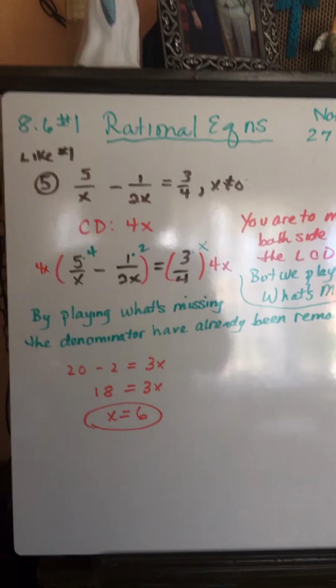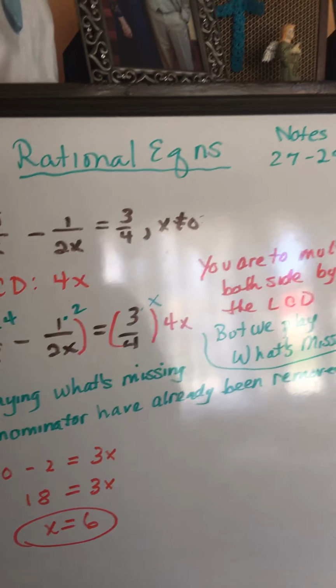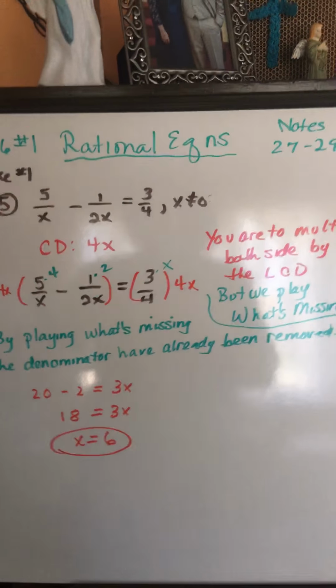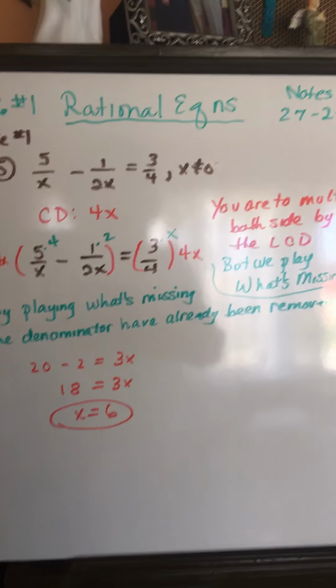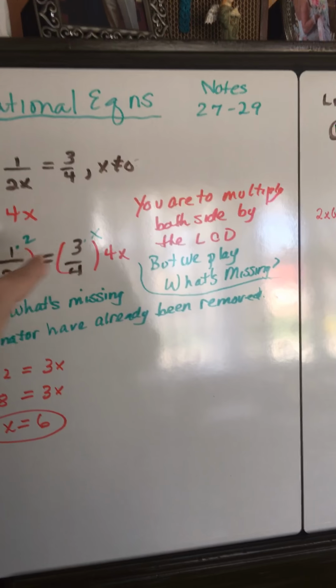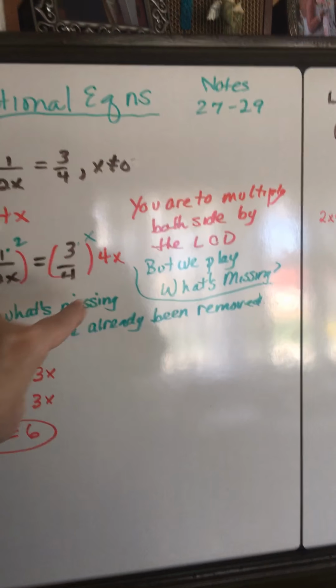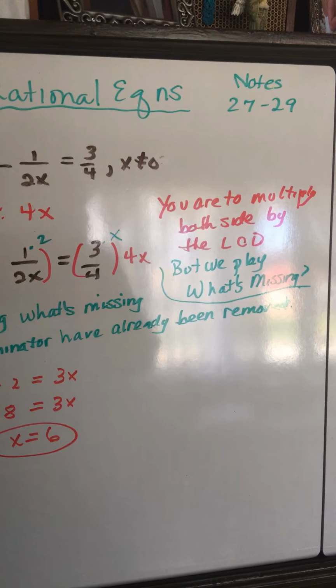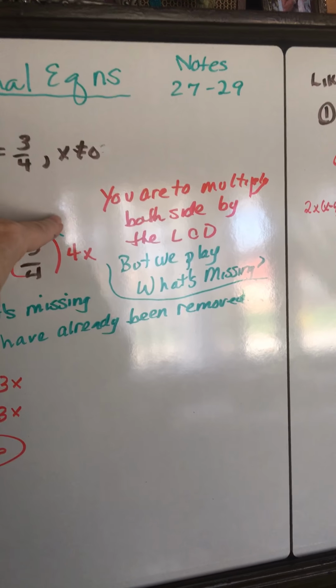Okay, looked really bad. The first thing we have to do is find our domain. Our denominator can't be 0. I found my common denominator of 4. Textbooks will tell you you have to multiply both sides by 4. But what are we going to do? We're going to play what's missing. What does x need? 4. What does 2x need? 2. What does 4 need? X.